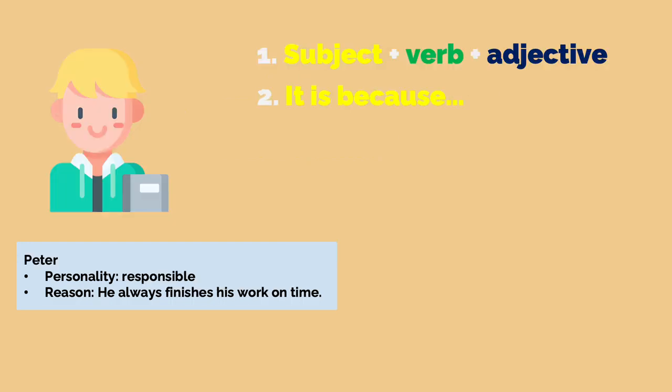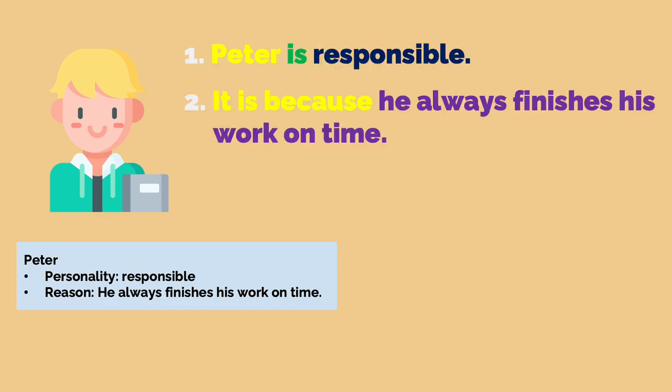Now, imagine the student who you want to vote for is Peter. And how can you make use of the sentence pattern subject plus verb plus adjective to describe his personality? And how can you make use of the sentence pattern it is because to talk about why Peter is responsible? Now, let's check the answers together.